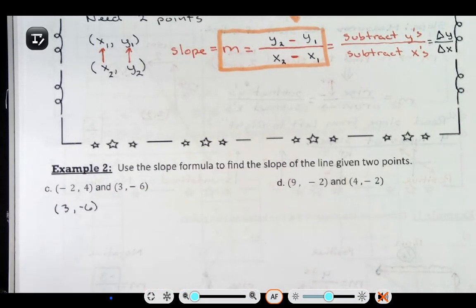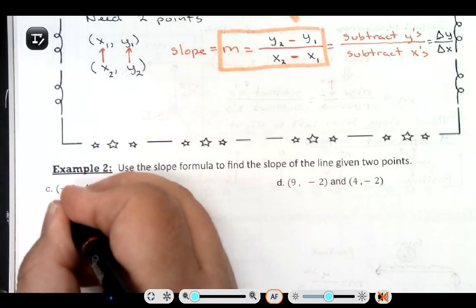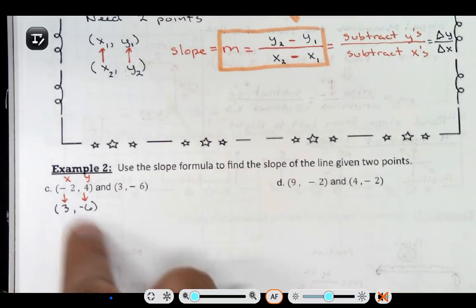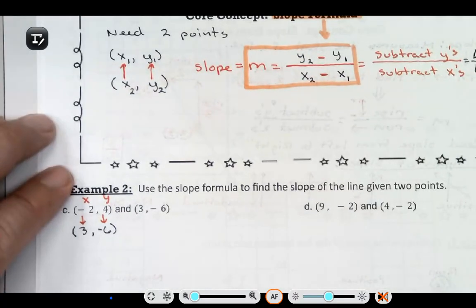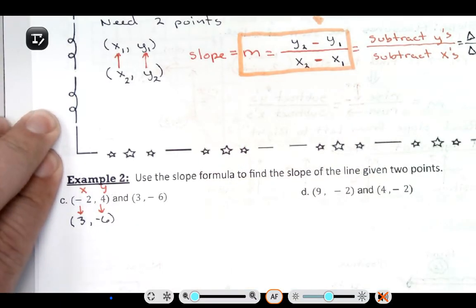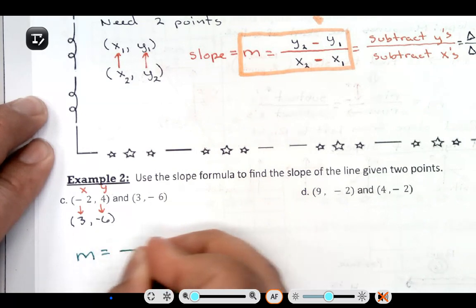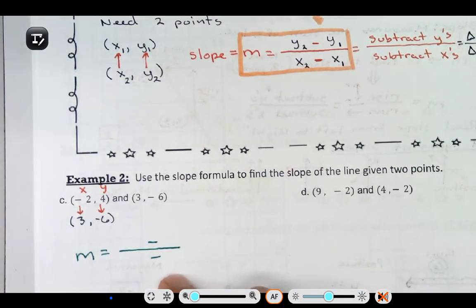Now that they're lined up, I'm going to choose an order. I'm just going to go straight down. These are my X's, these are my Y's. Again, you have to be consistent with order. And now here comes my slope formula. I'm just going to copy what I have up here. M is equal to a fraction, and you put minus signs on both. I'm not worried about numbers yet.